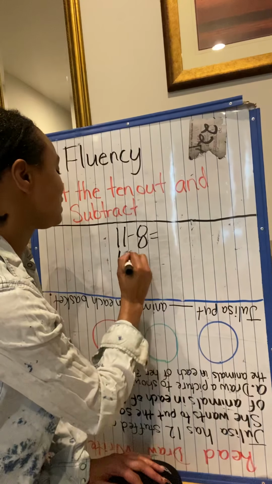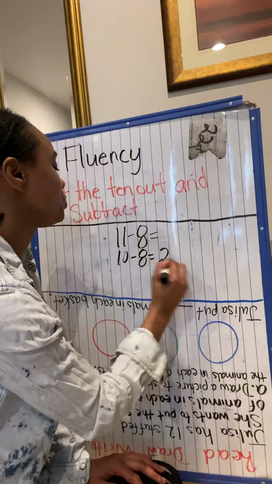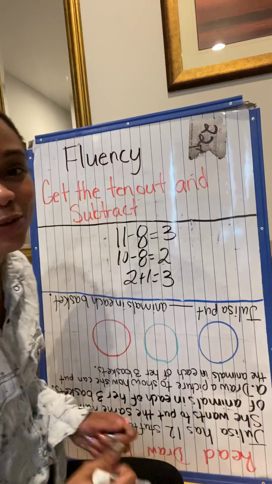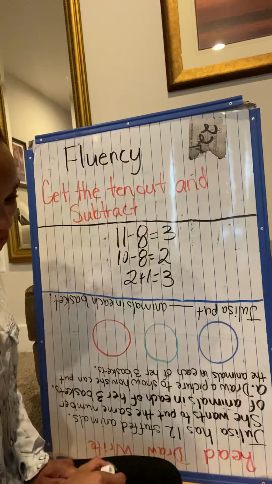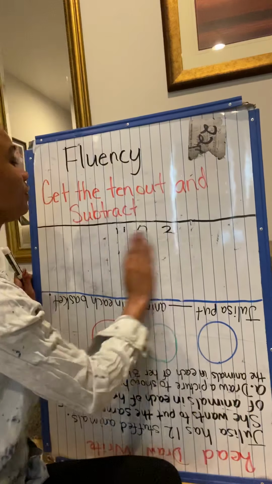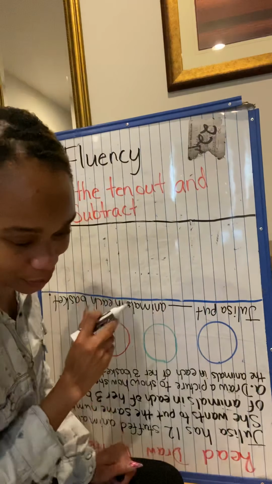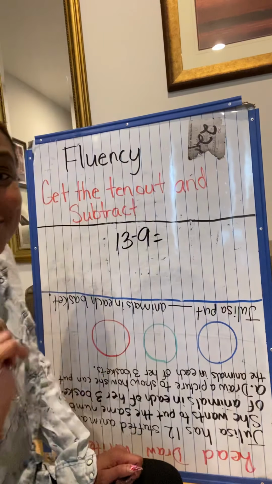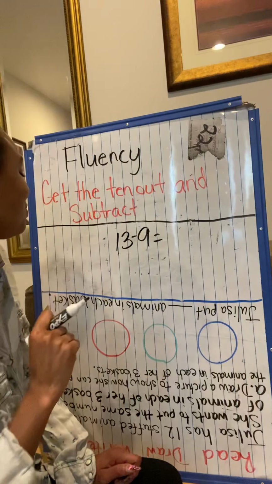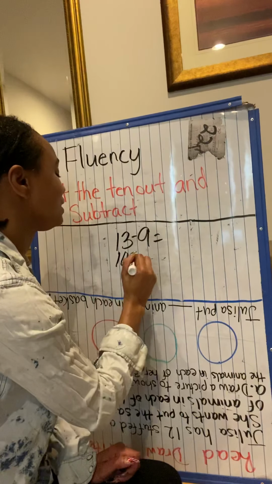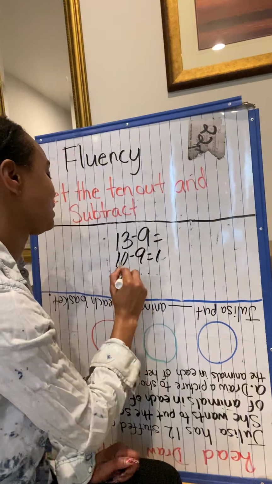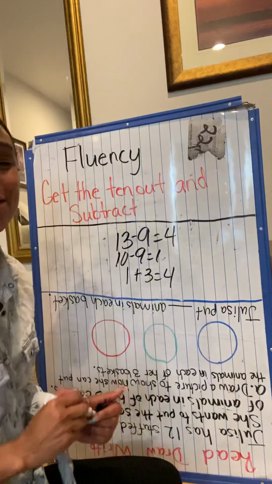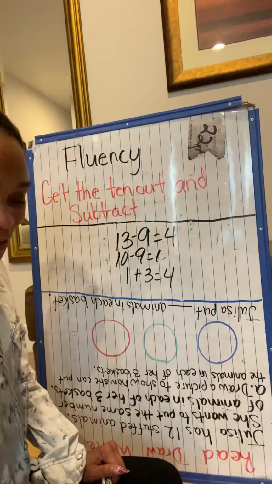Yep, take out the 10. 10 minus 8 equals 2. 2 plus 1 equals 3. So 11 minus 8 equals 3. Okay, moving right along. We're going to do 13 minus 9. Take out the 10. Go. Yep, 10 minus 9 equals 1. Very simple. 1 plus 3 equals 4. So 13 minus 9 equals 4. Look how fast you were able to solve that problem.